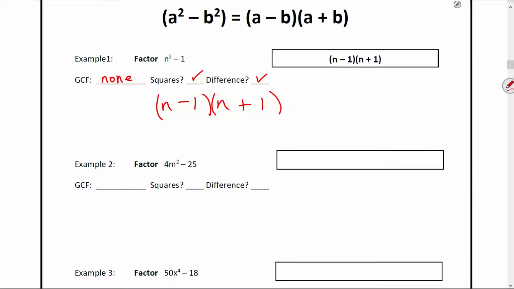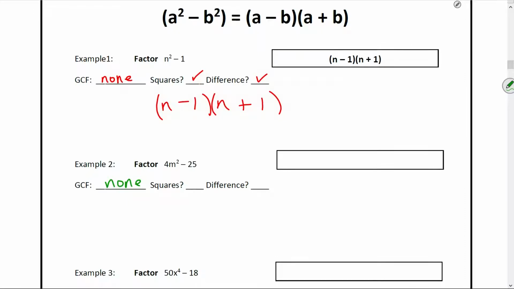Okay, example 2, 4m squared minus 25 isn't as simple as n squared minus 1. First, is there a GCF? No, there's no GCF. Now, is this something squared? So is 4m squared something squared? It's sitting on a difference of squares paper, so you notice it right now. But think this through.